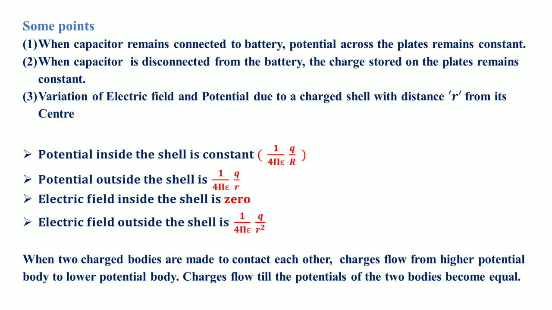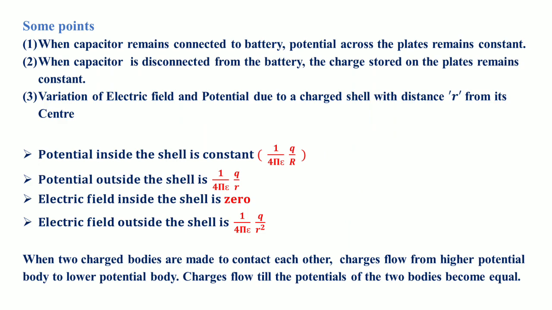Remember in the first equation I told capital R. As we discussed in Gauss theorem, capital R is the radius of the shell. That's why it came constant. Here in the second equation, small letter r is the varying distance. So with respect to distance, that potential will vary. The electric field inside the shell is 0, that we already learned. The electric field outside the shell is 1 by 4 pi epsilon 0 q by r square. So this is the basic difference between potential and electric field due to a shell.